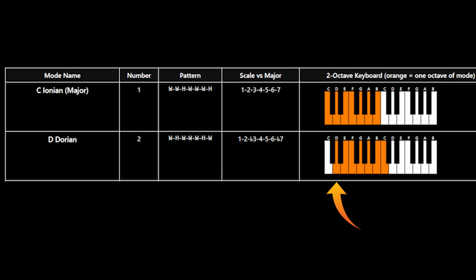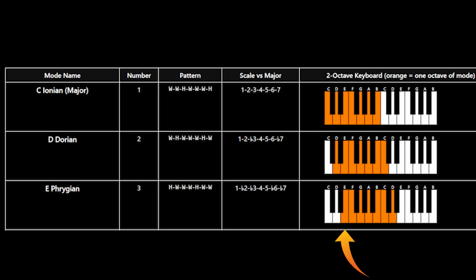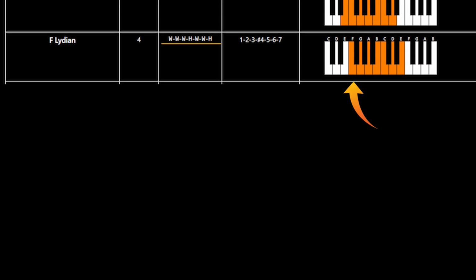D Dorian, which uses all the same white keys as C major, but starting from D, which leads to a different pattern of whole and half steps, giving it a slightly darker, jazzy quality. Next up is E Phrygian, which starts on E. It has a more exotic, tense sound due to that half step right at the beginning. Then comes F Lydian, starting on F. It sounds bright and dreamy due to the raised fourth note.